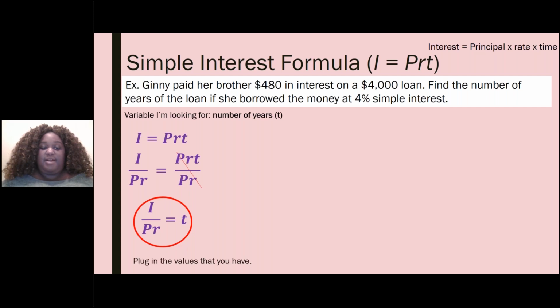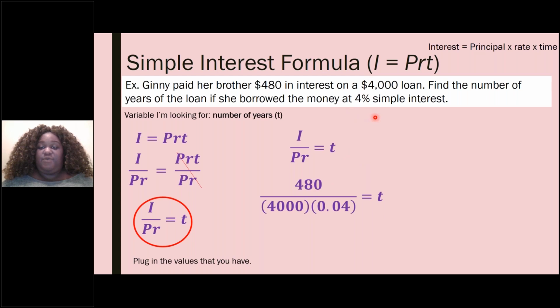So now we're going to plug in our values, and I just wrote it over there. So 480, that was the interest in the problem, divided by our principal, which was 4,000. It was a $4,000 loan, times the rate, which, remember, they told us 4%. If I write a percent in decimal form, percent is really just 4 divided by 100, right? It's 4 out of 100, which is 0.04. Once you work out that calculation, you'll get that T equals 3. So what that's saying is that her loan was for 3 years. Okay, I'll give you a minute to look at that again before we move on.